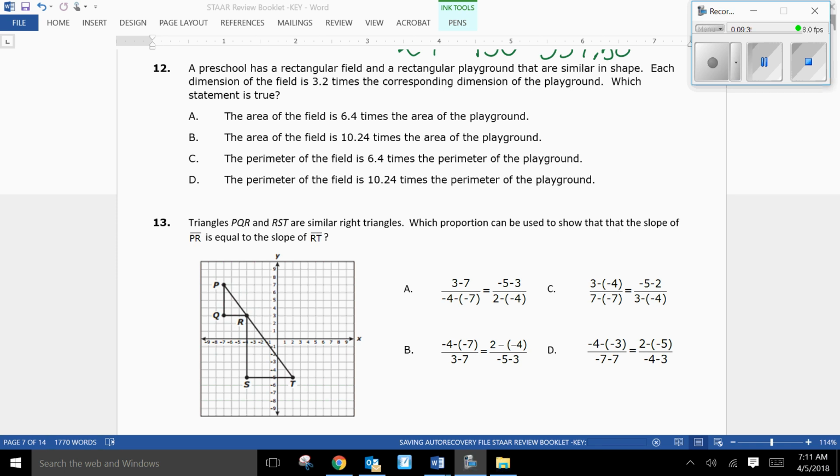Okay, number 12, a preschool has a rectangular field and a rectangular playground that are similar in shape. Each dimension of the field is 3.2 times the corresponding dimension of the playground. Which statement is true? Okay, so each dimension of the field is 3.2 times the corresponding dimension of the playground. So I'm just going to imagine this. Let's just make up a playground. So let's say my playground's super small. Okay, we've got a little mini playground.